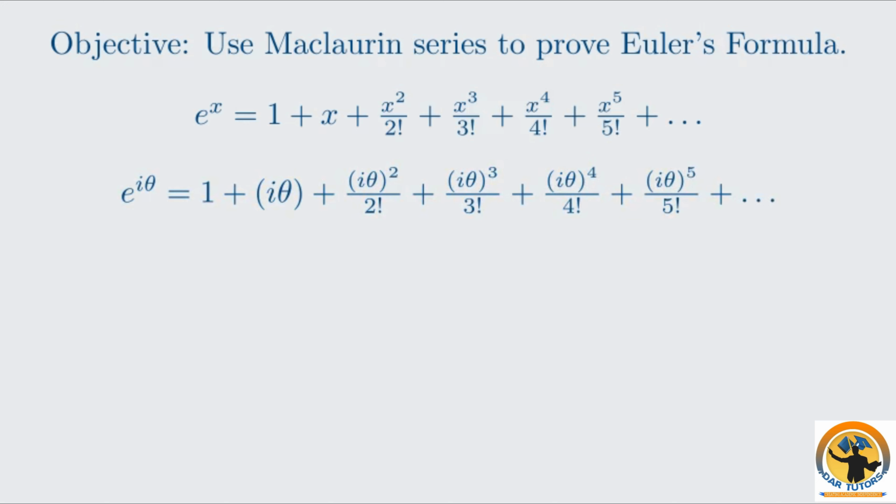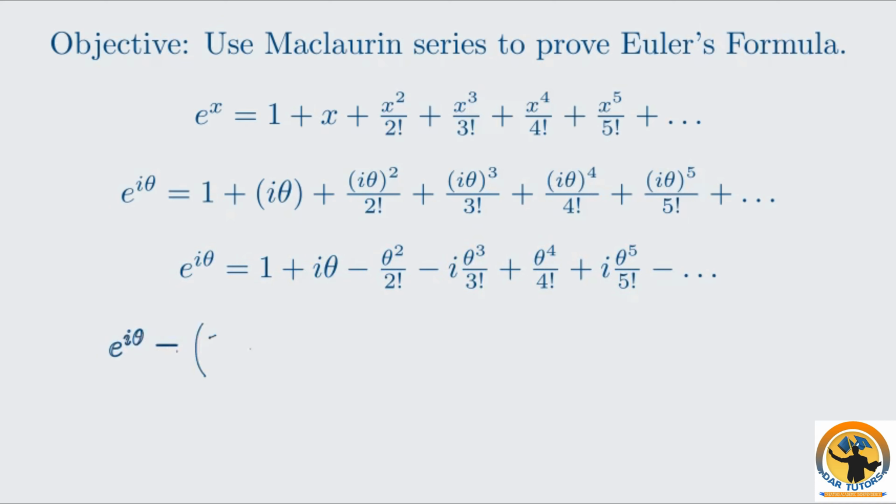Remember that i squared is -1, i cubed is -i, and i to the 4th is 1. The series becomes 1 plus iθ, minus θ squared over 2 factorial, minus iθ cubed over 3 factorial, plus θ to the 4th over 4 factorial, and so on. Now we can separate this series into its real and imaginary parts.